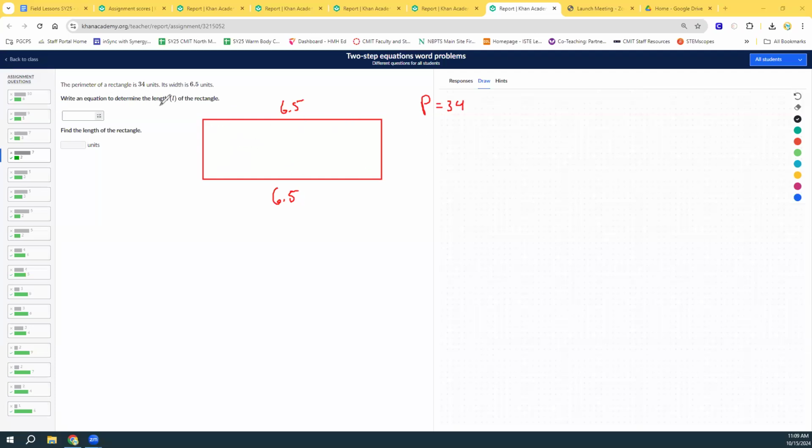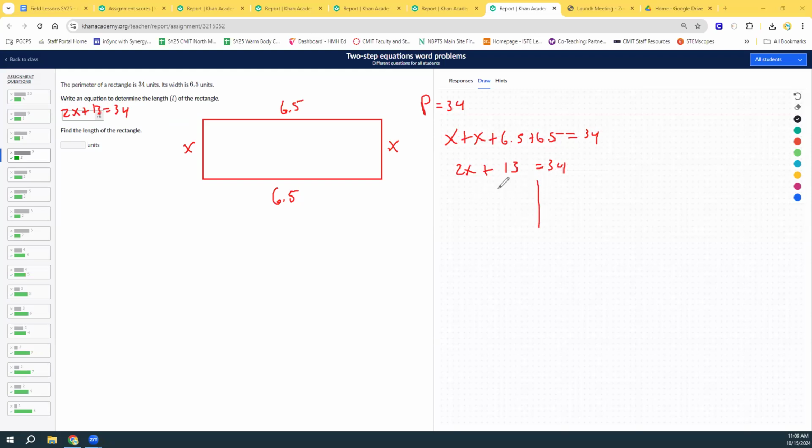Write an equation to determine the length. So we know that the length is x. There's also x in both spots. The perimeter is adding all the sides together. So I think you could say x plus 6.5 plus 6.5 equals 34. Or you could say 2x plus 13 equals 34. Right? 2x plus 13 is 34. Simplified version of the perimeter.